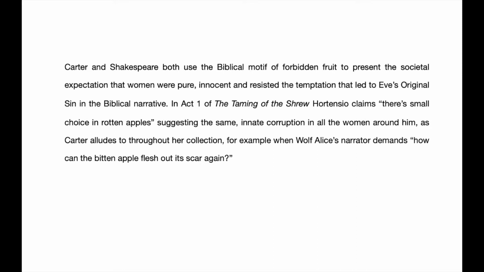Here's example number 1. Carter and Shakespeare both use the biblical motif of forbidden fruit to present the societal expectation that women were pure, innocent, and resisted the temptation that led to Eve's original sin in the biblical narrative. In Act 1 of The Taming of the Shrew, Hortensio claims there's small choice in rotten apples, suggesting the same innate corruption in all the women around him, as Carter alludes to throughout her collection. For example, when Wolfe Alice's narrator demands, "How can the bitten apple flesh out its scar again?"